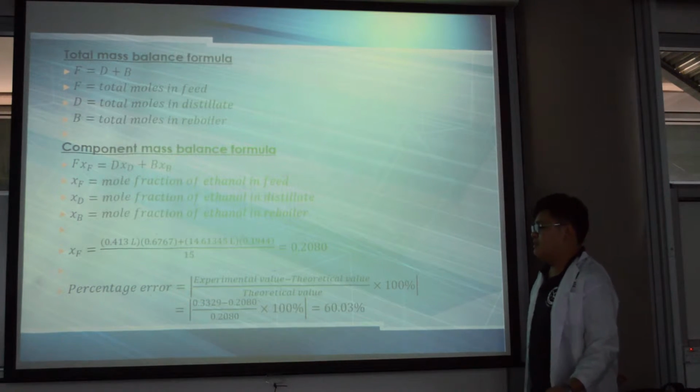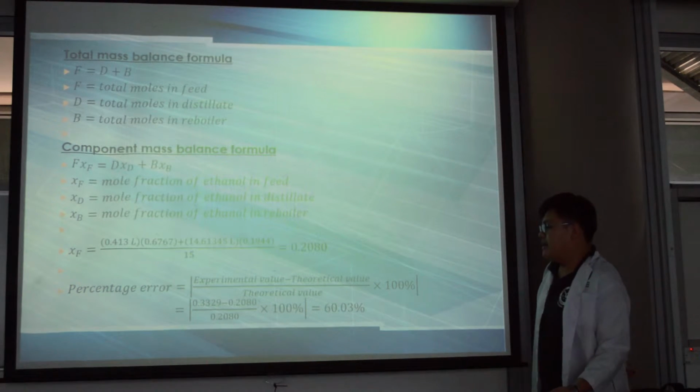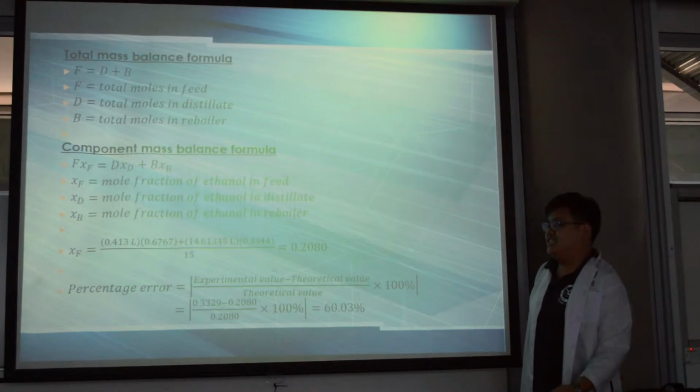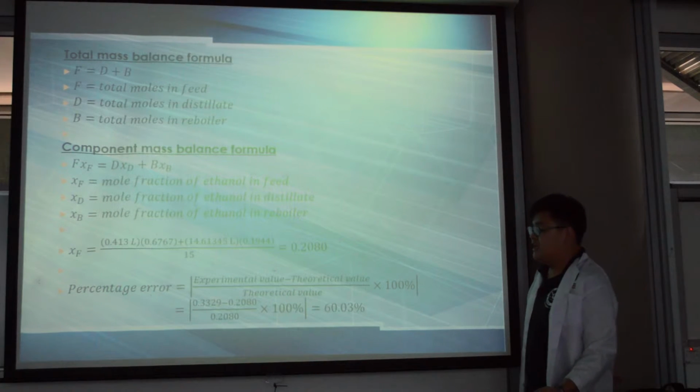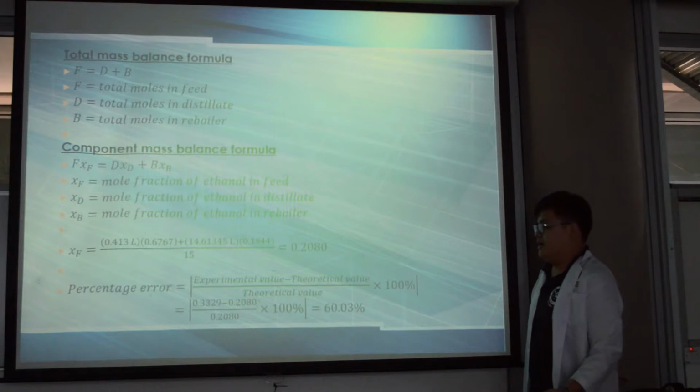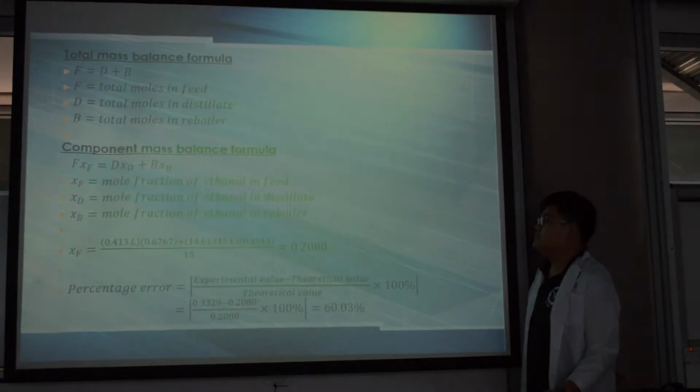Now we will continue with the percentage error by using the modulus of the experimental value minus the theoretical value over the theoretical value times 100%, and now we can get a percentage error of 60.03. This is actually quite a large percentage error, which is due to the weakness of this experiment.